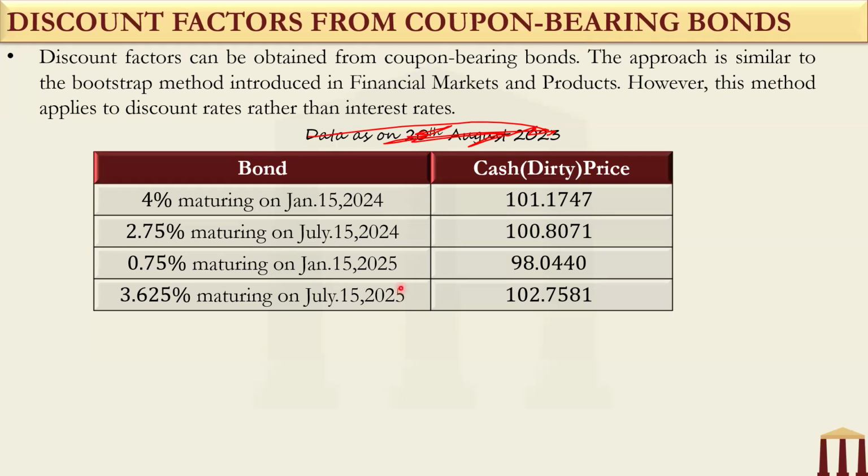Okay, so first I'll have to find the 6-month spot rate, and for finding out the 6-month spot rate, I'll take the bond which is maturing in 6 months from now. That is maturing on January 15th, 2024. Now I'll have to find out what are the future cash flows and what is the dirty price. Here I have been given the dirty price 101.1747. Okay, this is my dirty price of the bond. That is the price that I paid today.